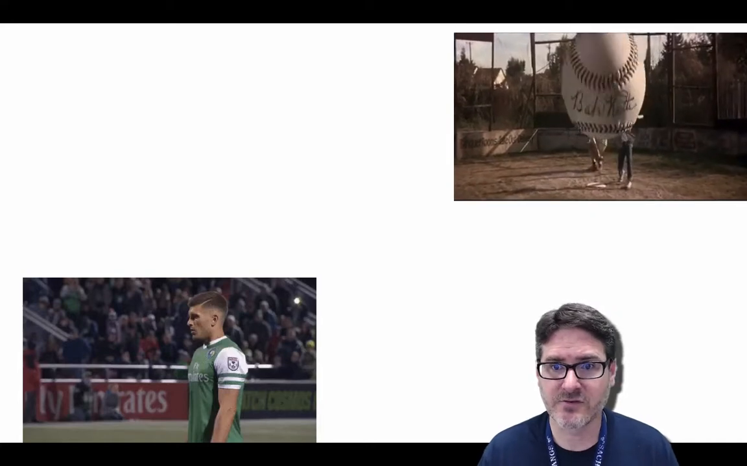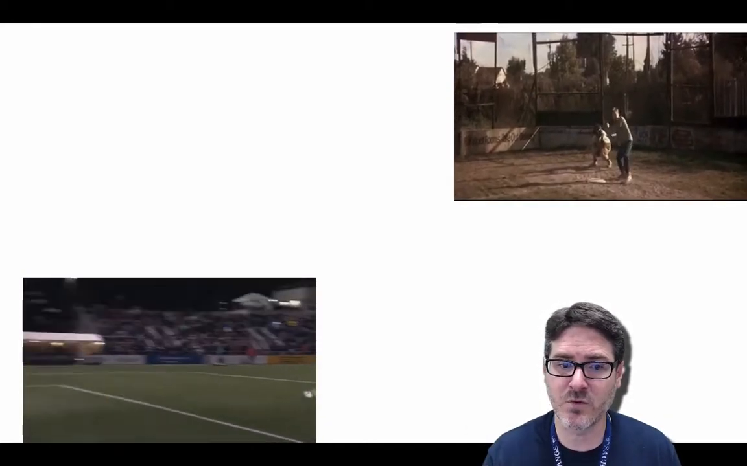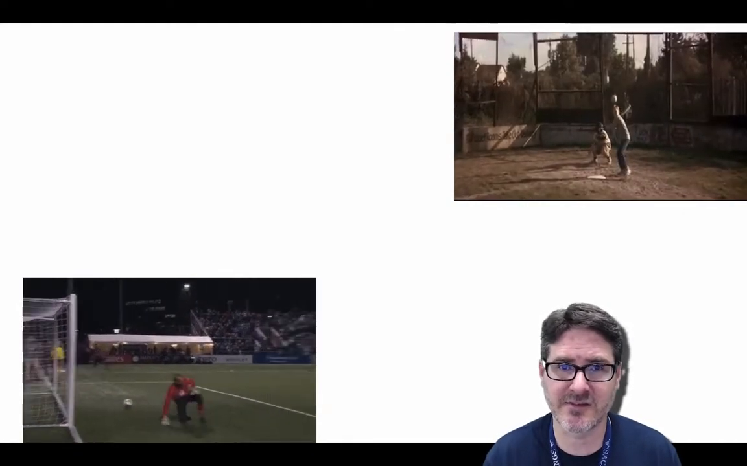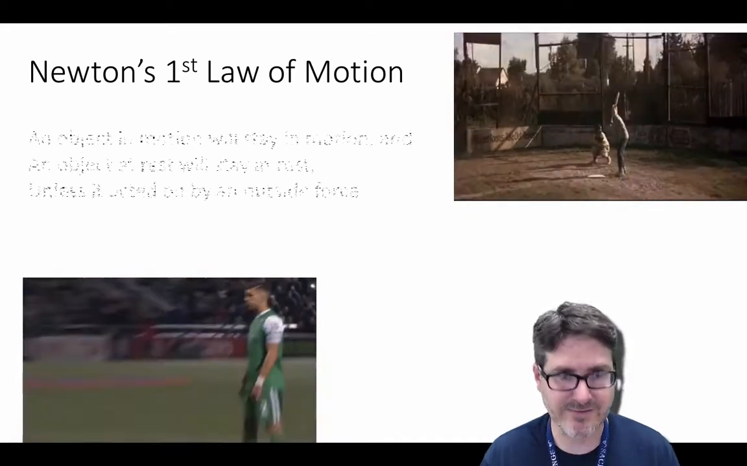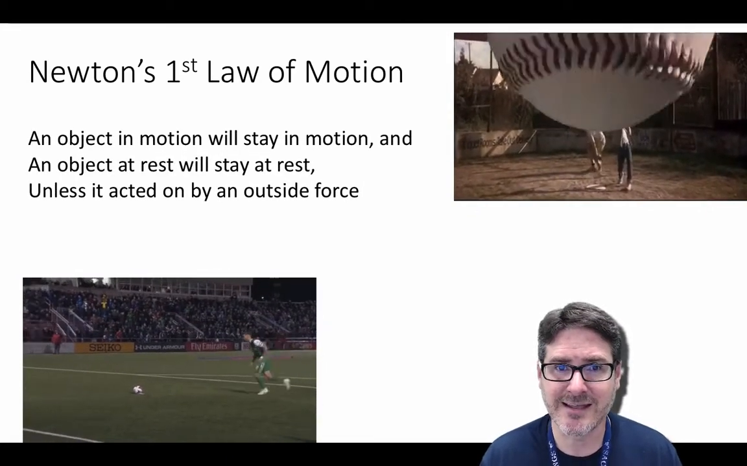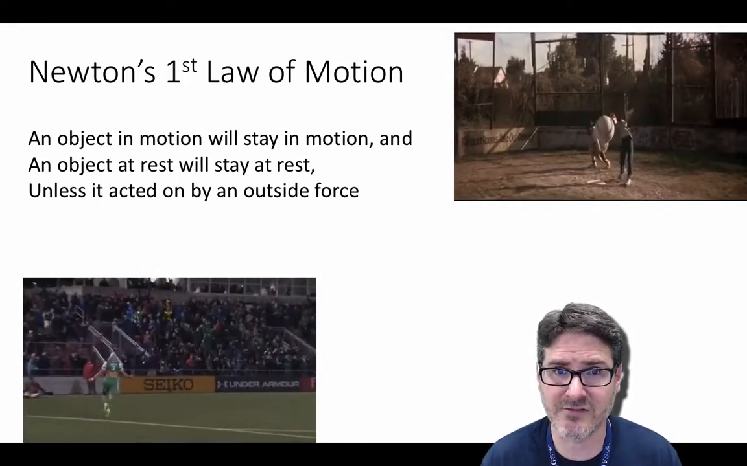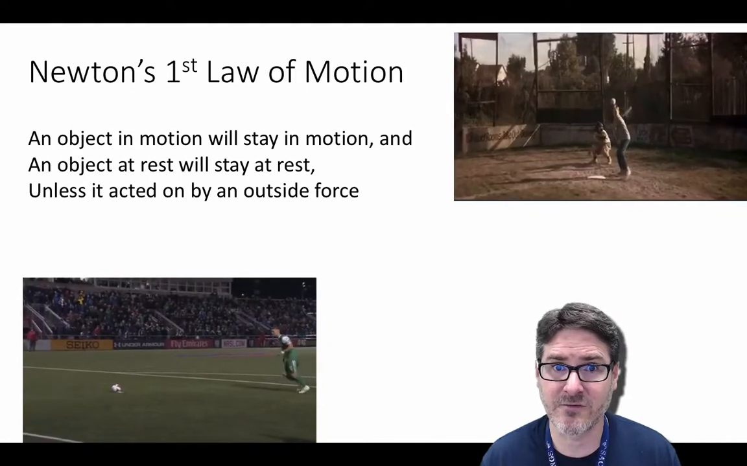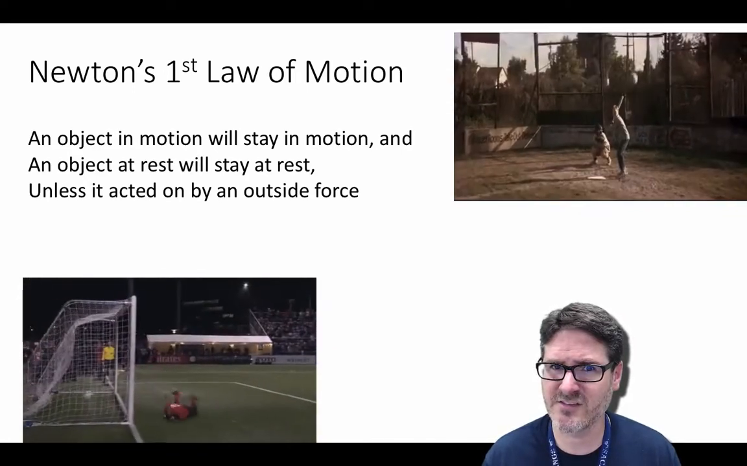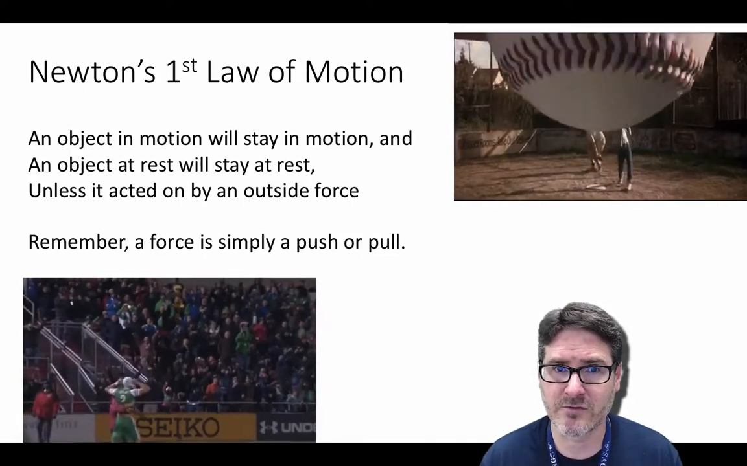So we've got two videos here, one of a baseball, one of a soccer ball. The baseball's initially moving. The soccer ball is initially standing still. Both of them are obeying Newton's first law of motion. Now, our textbook definition of this is: an object in motion will stay in motion. An object at rest will stay at rest, unless, and this is the key, unless it's acted on by an outside force. Can you see the outside forces in each of these situations? Well, just as a reminder, a force is simply a push or a pull.